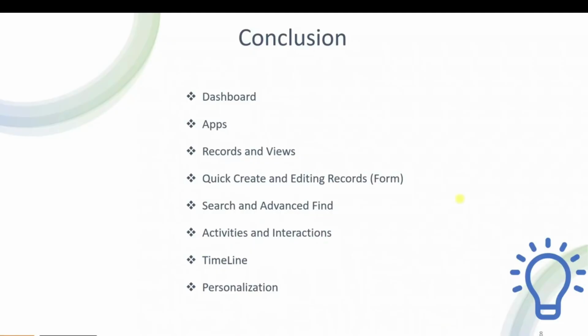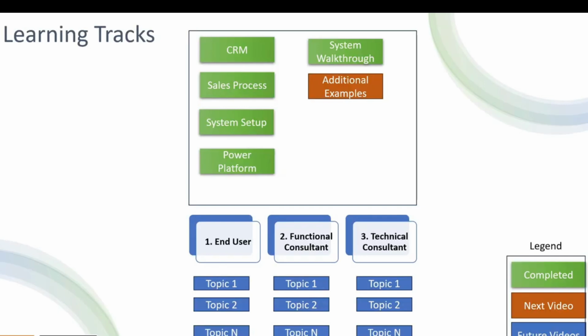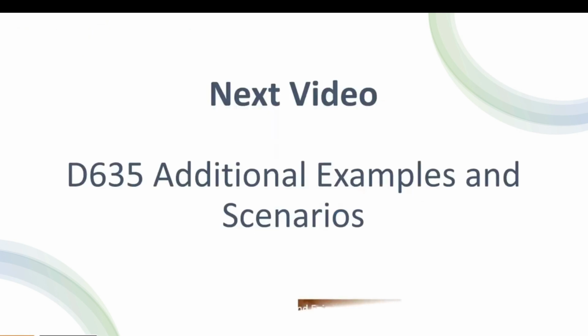Today we learned about the user interface, how we can navigate the records to see the timeline and activities, do some searches, and do the personalization. Now, what does our learning track look like? We learned the CRM, sales process, and environment setup. Last week we learned Power Platform. Today we went through the user interface. Next we will discuss additional examples.